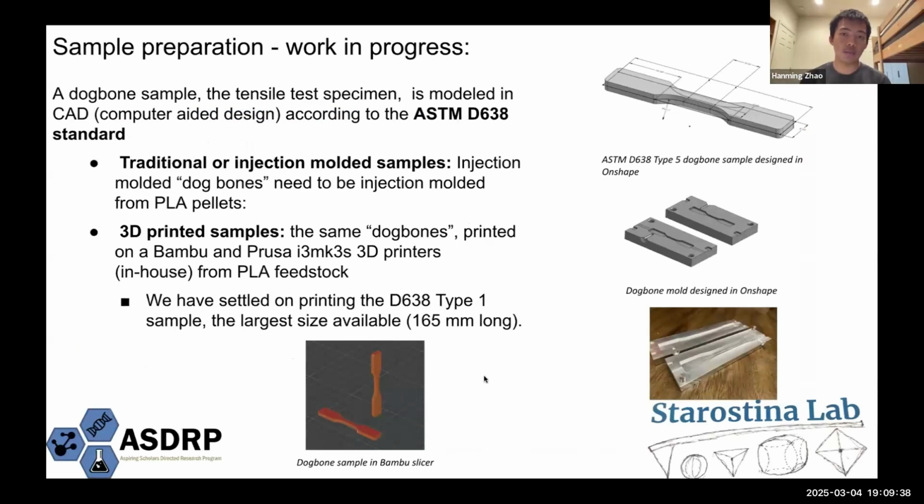Okay, so let's talk about our sample preparation for our tensile tests and hardness tests, with this one being more about tensile tests in particular. So for our tensile test, we need a dog bone sample, which is designed according to the ASTM D638 standard, the standard for polymers. So for our traditional samples, we want an injection molded sample, which we have to injection mold with a machined aluminum block. And then we have our 3D printed samples, which are printed on a Bambu and Prusa i3MK3S printer. These are all done in-house and from the exact same PLA, albeit this is from a filament feedstock, while the other one uses pellets. The flavor of ASTM D638 we have chosen is the Type 1 sample, which is the largest size available.